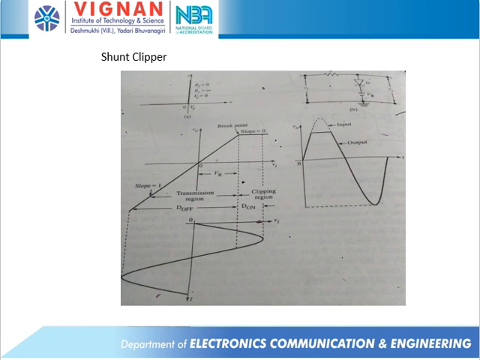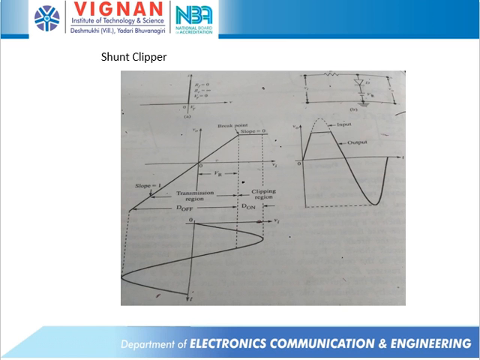If you observe our circuit diagram, this is the shunt clipper with a reference potential. For this circuit, if you are applying a sinusoidal signal as an input, based on the input potential, our diode may be under forward bias or reverse bias. So in general, for any p-n junction diode, if the anode potential is greater than the cathode potential, the diode will be under forward bias, and if the anode potential is less than the cathode potential, the diode will be under reverse bias.